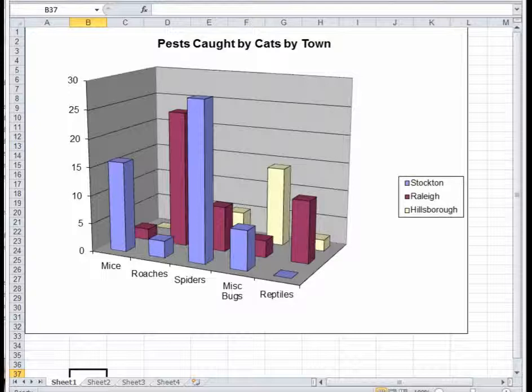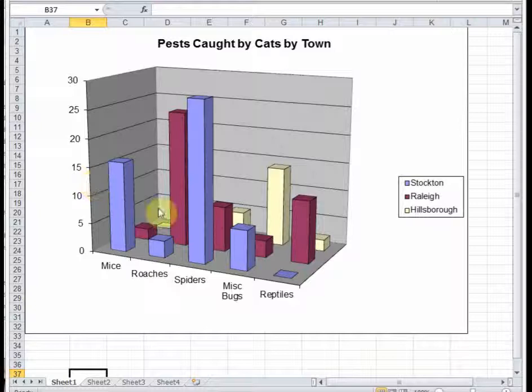So you're missing information. And then the whole 3-dimensional part makes the bars up front automatically look bigger than the bars in the back. And then you can't even really tell how tall each bar is because of the way the axes are. From where I'm looking, it looks like the Stockton mice and the Hillsborough miscellaneous bugs are about the same height. But it's really hard to tell exactly, you're trying to trace it around.